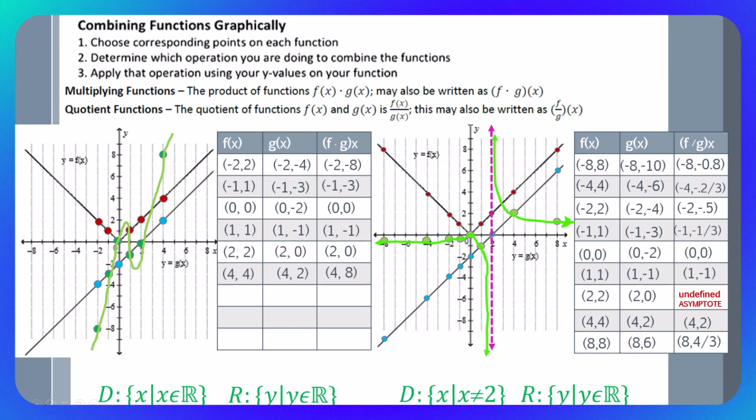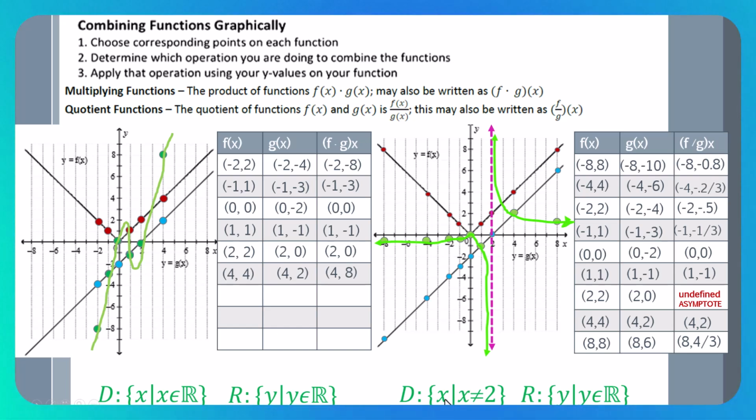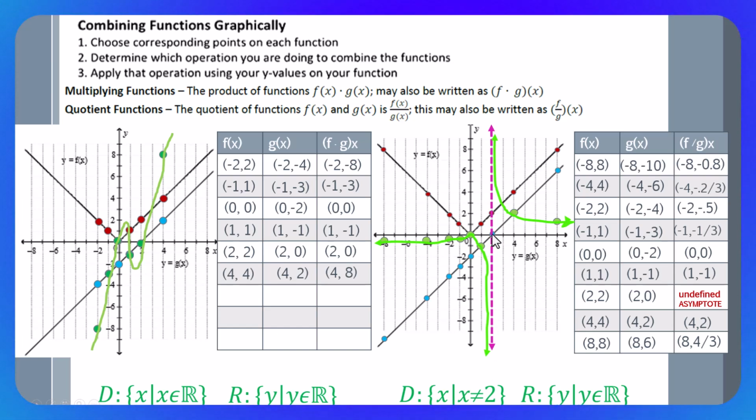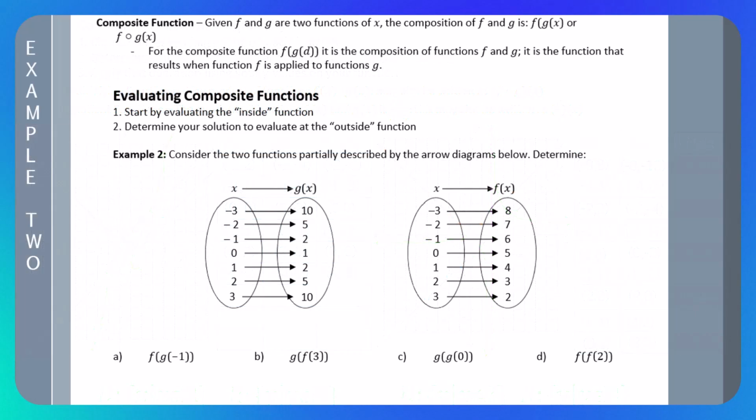Let's look at our domain and our range. Our domain for multiplication is going to be the set of all real numbers, and our range is also the set of all real numbers. For division, our domain is going to be any value except for 2, where we have an asymptote. And our range, it looks like it covers all real numbers, because we do have a point here on the x-axis. All right, let's move on.